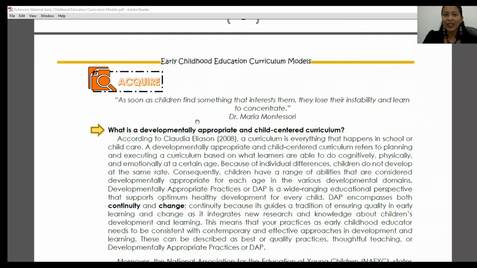Okay, let's proceed to the second A, and that is acquire. This portion is the input part of the lesson. Before we proceed to the discussion, let me read a statement from Dr. Maria Montessori, one of the famous advocates of early childhood education and the proponent of the Montessori curriculum. She said, "As soon as children find something that interests them, they lose their instability and learn to concentrate." That is why it is very important for early childhood educators to plan a developmentally appropriate and child-centered curriculum, so that children will be exposed to a lot of activities that will make them think, concentrate, and eventually learn.